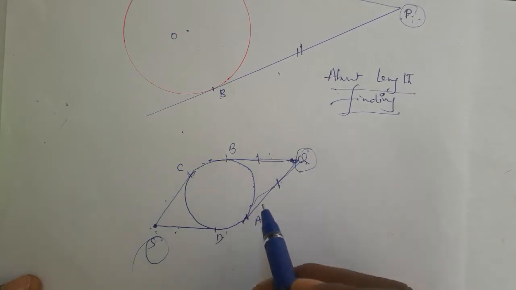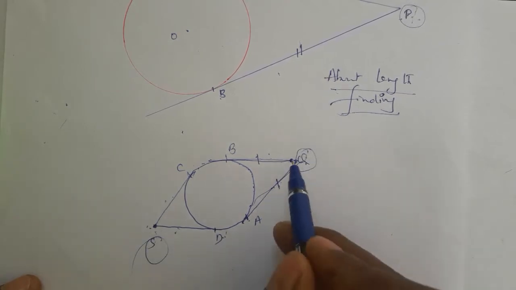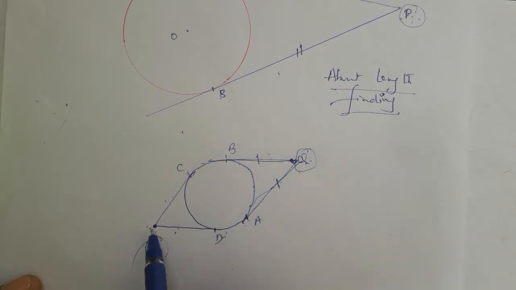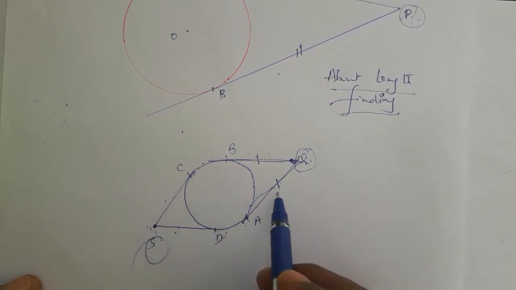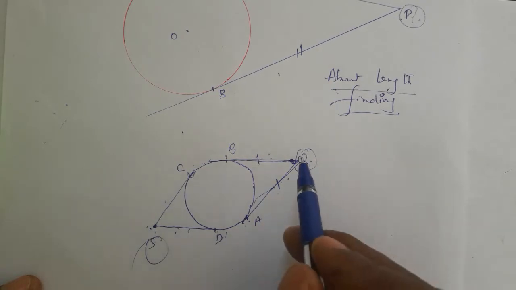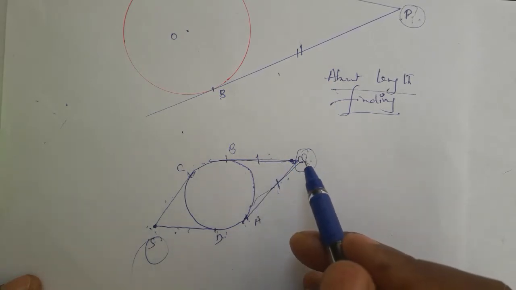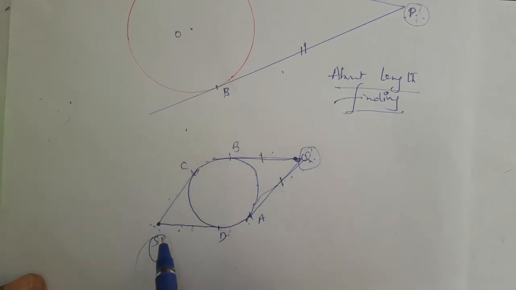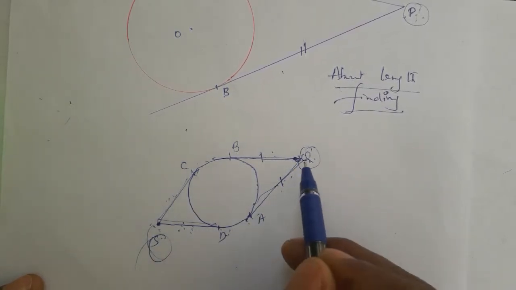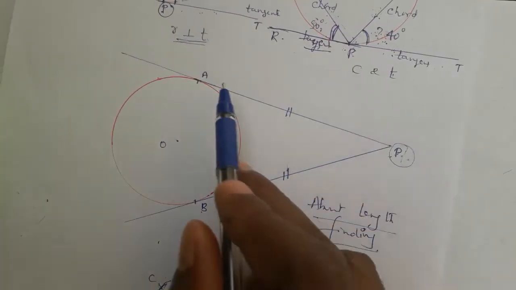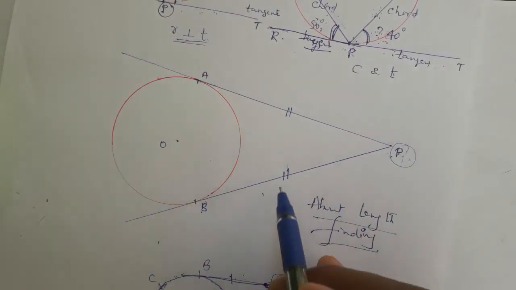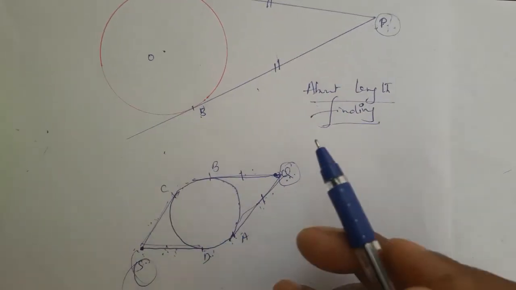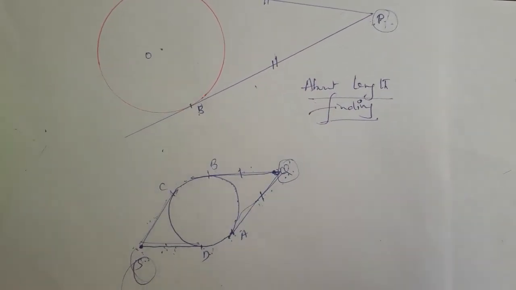Don't confuse. QA is not equal to SD, because QA is drawn from Q and SD is drawn from S. These two tangents are drawn from different points. When tangents are drawn from different external points, they are not equal. If tangents are drawn from the same external point, I mean from S, SD and SC are both drawn from S, therefore these two are equal. QB and QA are drawn from Q, therefore these two are equal. PA and PB are drawn from P, so those two are equal. From any external point, two tangents drawn are always equal in length.